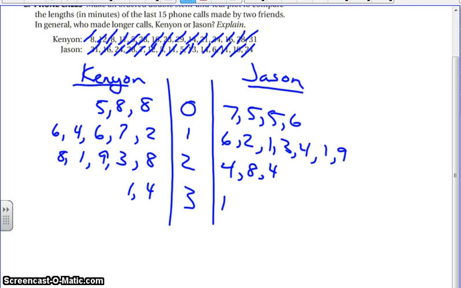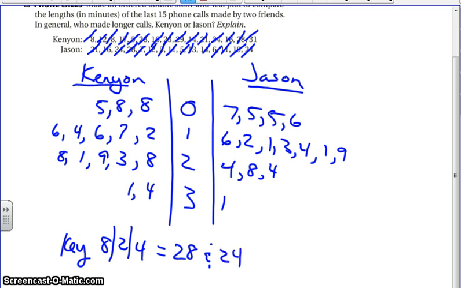Whew. Everybody got that? Okay, let's put a key down below. Let's do this. If you see this, 8 | 2 | 4, that means we have a value of what for Kenyon? 28. And for Jason, we have a value of 24. Okay, so kind of an interesting key that's helpful.